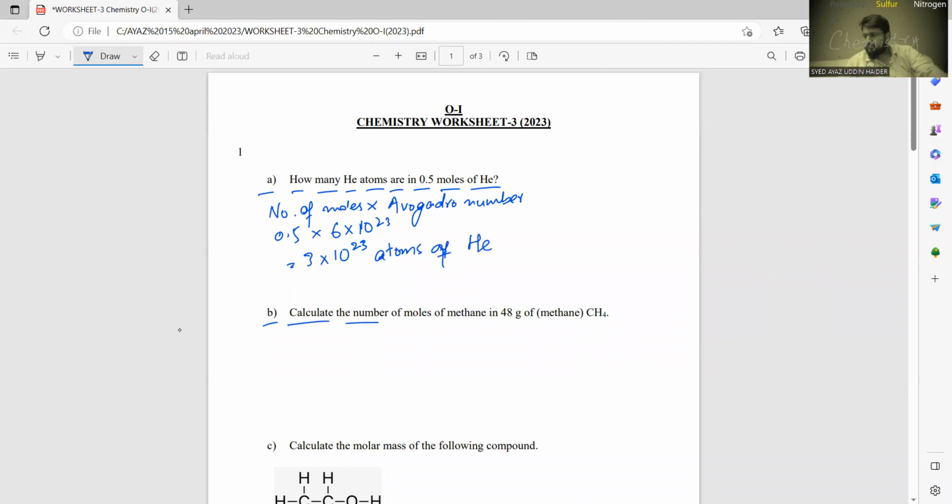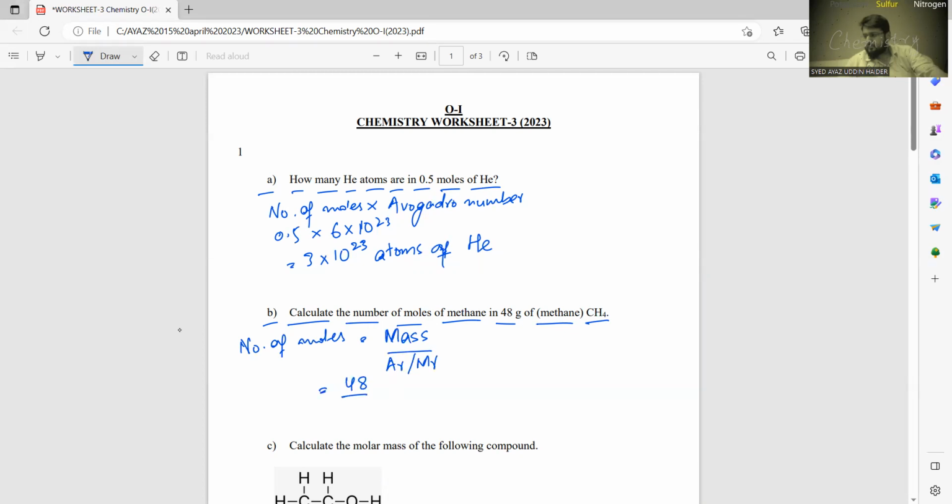B. Calculate the number of moles of methane in 48 gram of methane, CH4. Remember the formula? If you want to calculate the number of moles from given mass, what you will do, you will divide the mass by AR or MR. So mass is provided, 48.